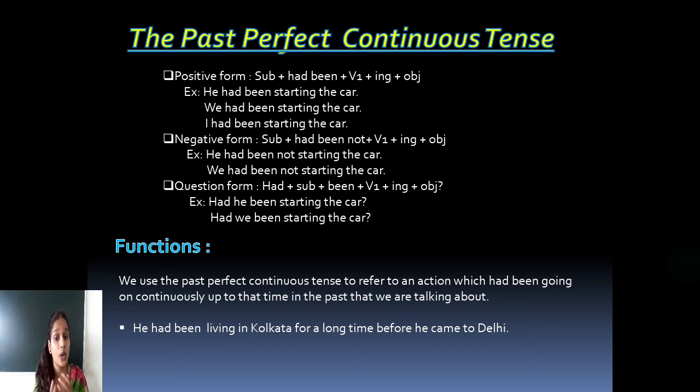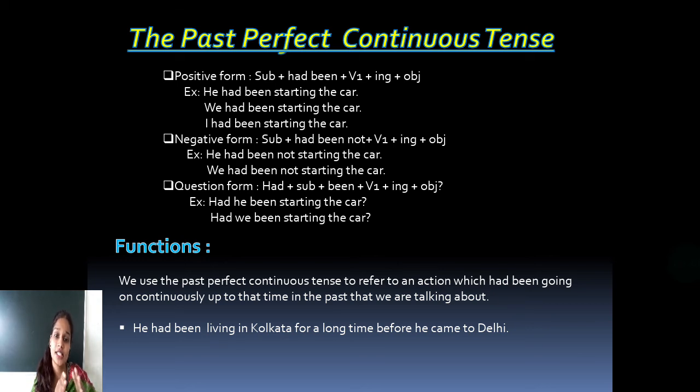Now, how do we form a question in past perfect continuous tense? First auxiliary at the starting, then subject, then been, plus verb first form plus ing, plus object and a question mark. Example: had he been starting the car? Had is the auxiliary at the starting, he is the subject, then been, then starting verb first form plus ing, the car object and a question mark. Question mark is important in question form.